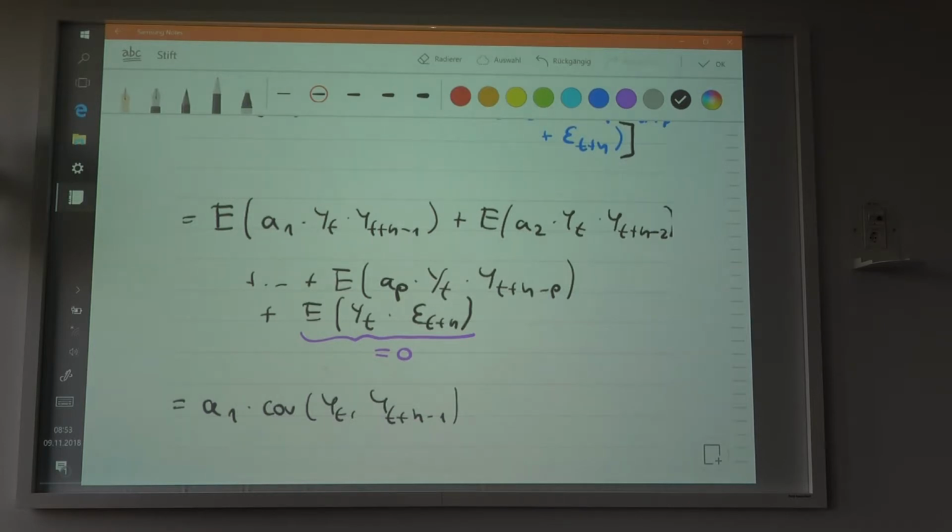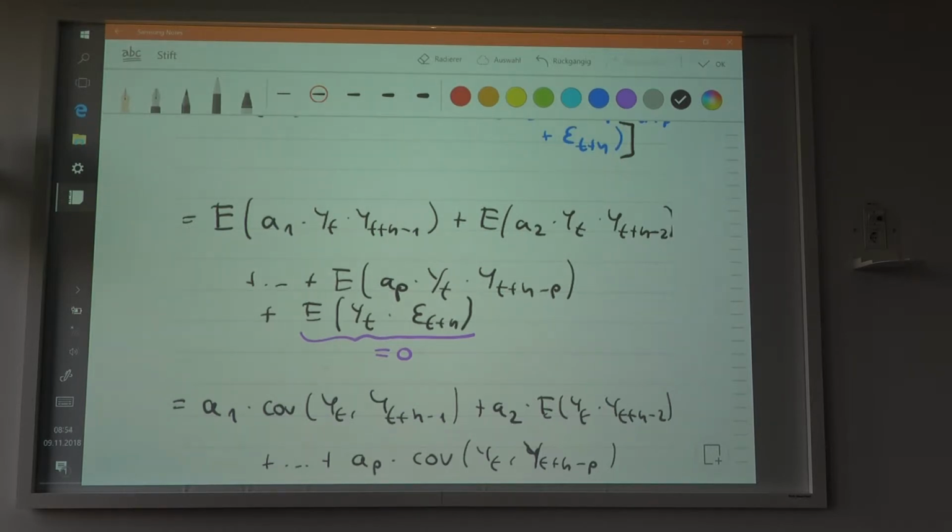So this is going to be equal to the covariance. And here you have the same thing. If you take a2 out, then it's going to be a2 times the covariance of yt and yt plus h minus 2, and so forth. And then you have the last expression, ap times the covariance of yt and yt plus h minus p. This is going to be it. So that's basically how you would prove it.